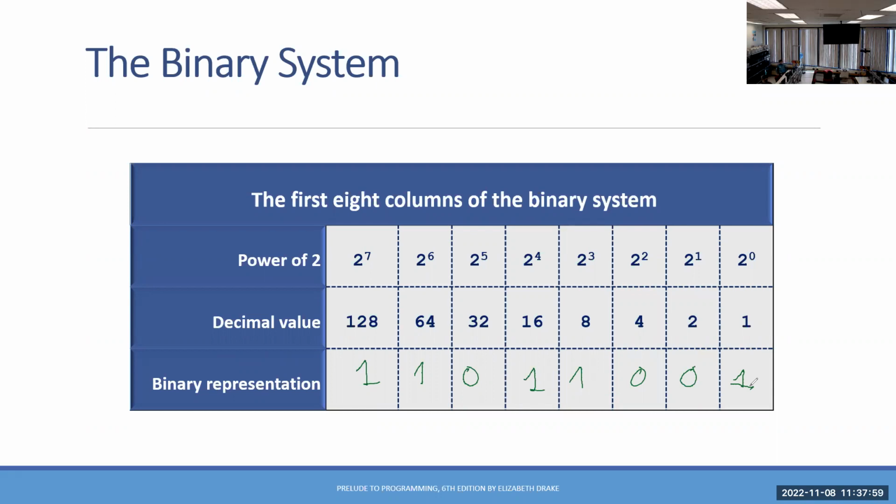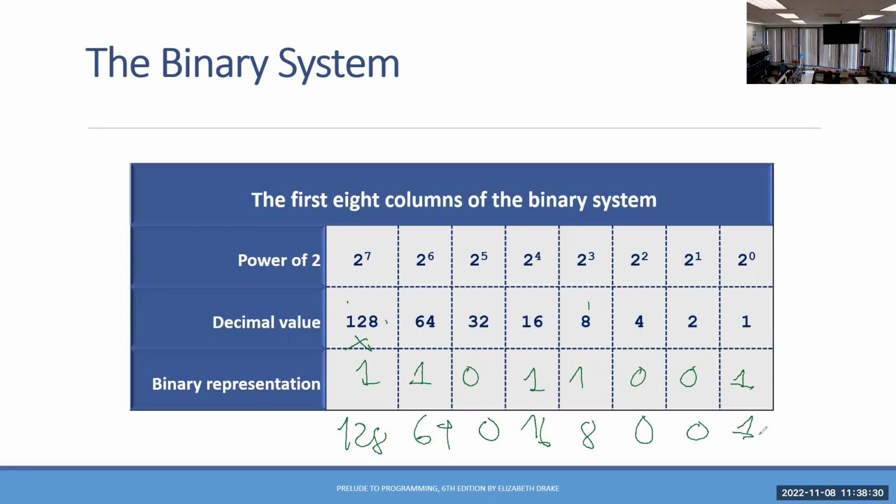You have the number 1 here, and the value of this column is 128. You have the number 1 and the 64 column, so you have 64 here. This one I have 0. This one I have 16. This one I have 8. This one I have 0. This one I have 0. And this one I have 1. And I just add them up together, right?